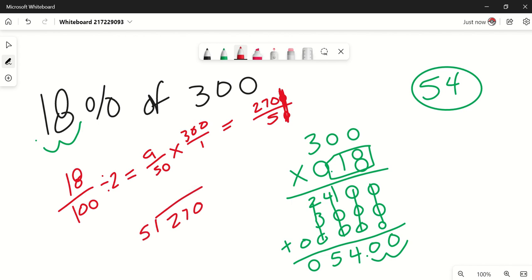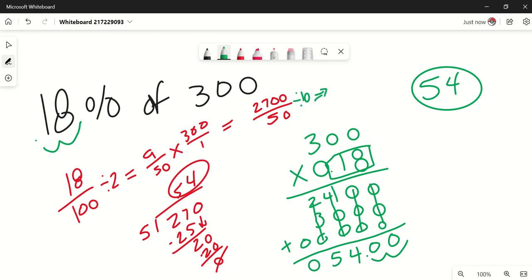5 would go into 27 5 times. That'd be 25. I'd have 2 left over, bring down the 0. 5 would go into 20 4 times. That would be 20. And 54 is still our answer. Now, for those that are confused, I dropped the zeros here because if I divide these both by 10 to simplify, it's going to be 270 over 5 because these zeros will go away. That's why I chopped off the zeros. You could simplify it more if you wanted, but 270 divided by 5 is easy enough, and I still got the exact same answer that I did over here.